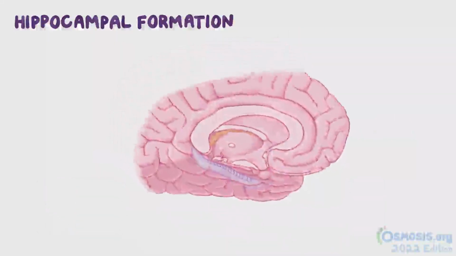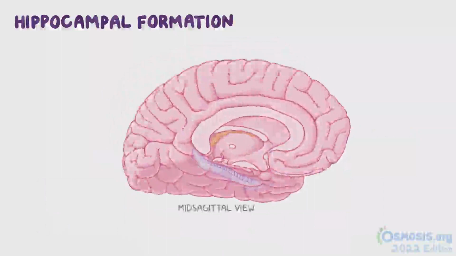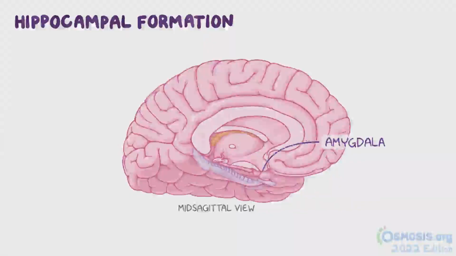Now, on a mid-sagittal section of the brain, the hippocampal formation is hidden within the medial temporal lobe. It lies posterior to the amygdala and spreads caudally all the way to the splenium of the corpus callosum.